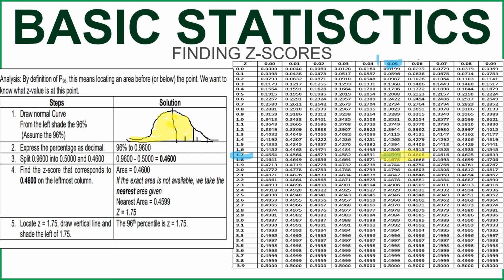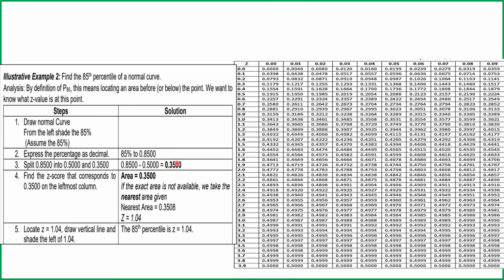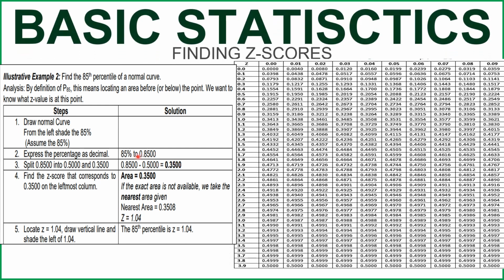Therefore, the 96th percentile is z equals 1.75. So, ganun lang siya. Kukunin mo lang yung z-score natin. So, any question? So, let me give you another example. So, this is example number 2.